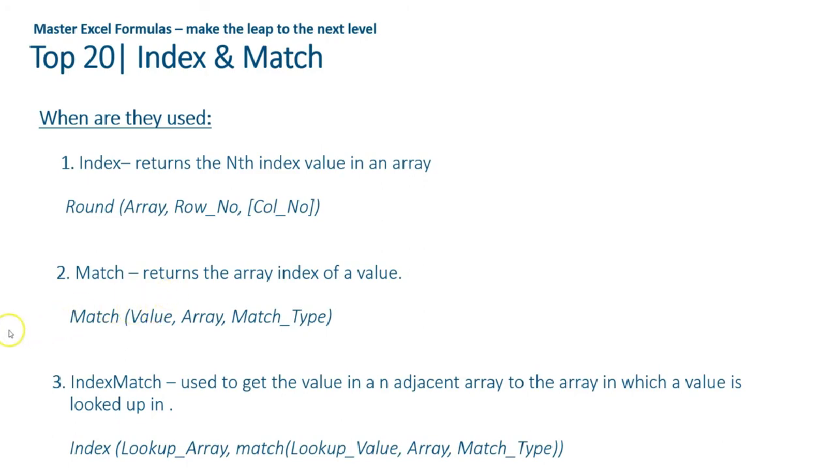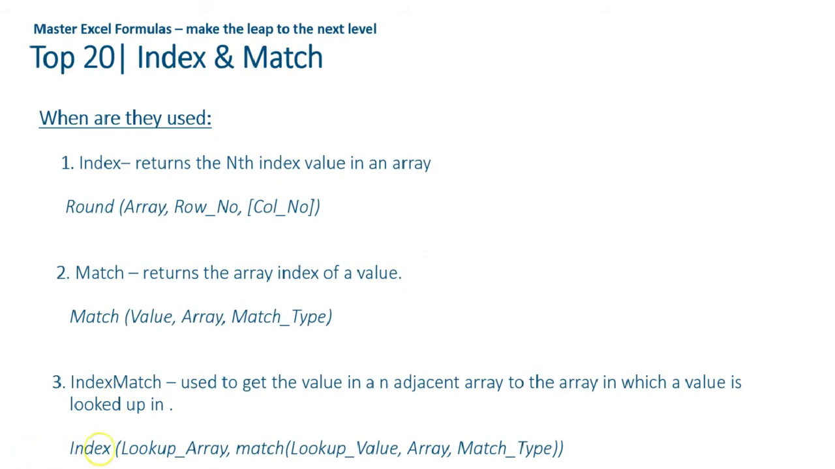So we need to specify first of all the value, and then the array in which we need to look for that value, and then the match type is either 0 or 1. So 0 is going to give us the exact match, whereas 1 is going to give us an approximate match. The index match formula is used to get the value in an adjacent array to the array in which a value is actually looked up in.